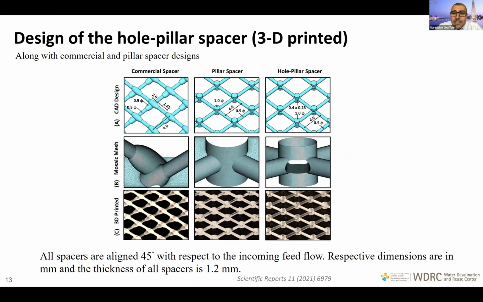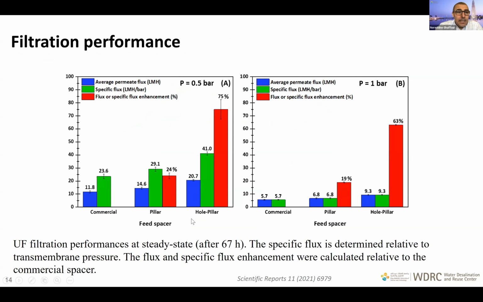The other one is, now we want to take this advantage of the hole, but by using the pillar, because as I showed you before, we had some work with the pillar, but without hole, and it showed much better performance than a commercial spacer. So why not combine both, the pillar with the hole, and only one hole at the intersection, as you can see here. And these are, of course, the 3D printing spacers. So the data is really promising also.